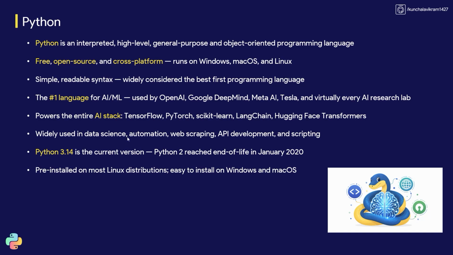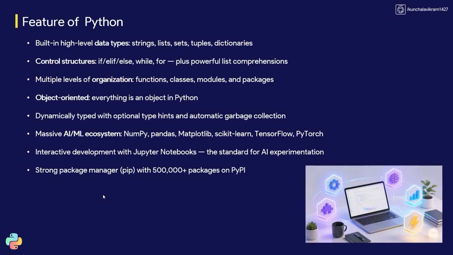The current version of Python is 3.14 as of this recording. And to be clear, Python 2 reached its end of life back in 2020. So everything we do in this series will be based on Python 3. It also comes pre-installed on many Linux distributions, and for Windows, Mac, and other operating systems, it is pretty easy to install.